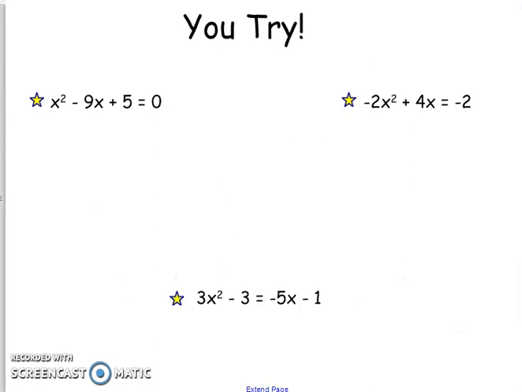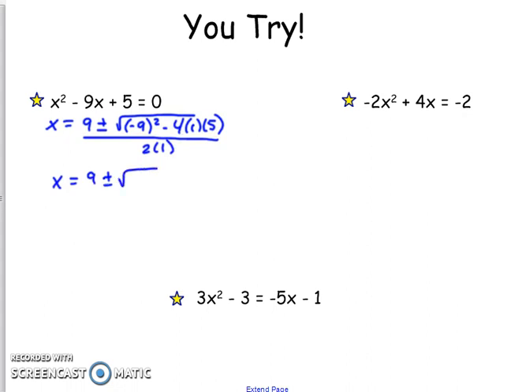Okay, so I'm just going to go through these 3 examples, so follow along and take notes. We're going to plug it in. So it's negative b plus or minus the square root of b squared minus 4ac all over 2a. And 9 plus or minus the square root of 81 minus 20 over 2, which equals 9 plus or minus the square root of 61 over 2.